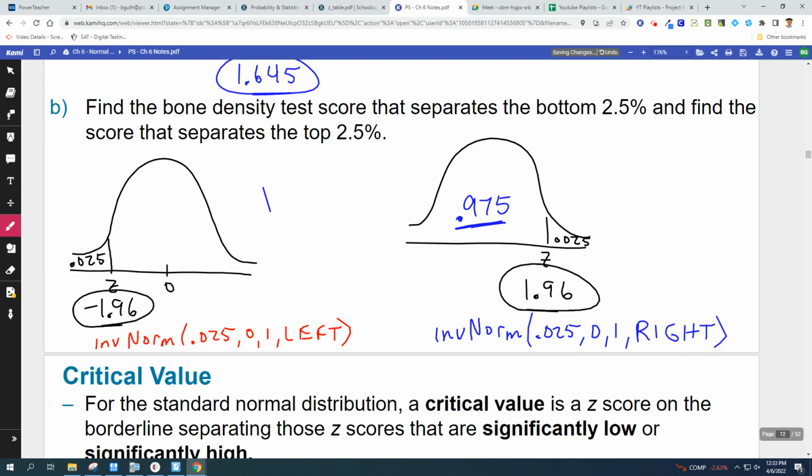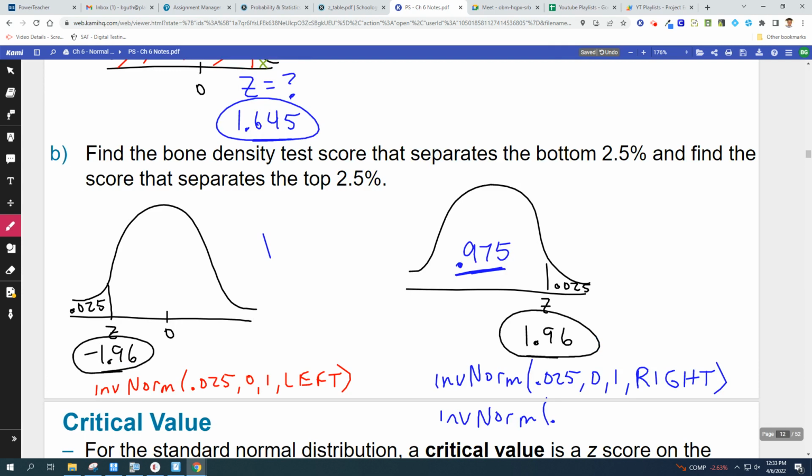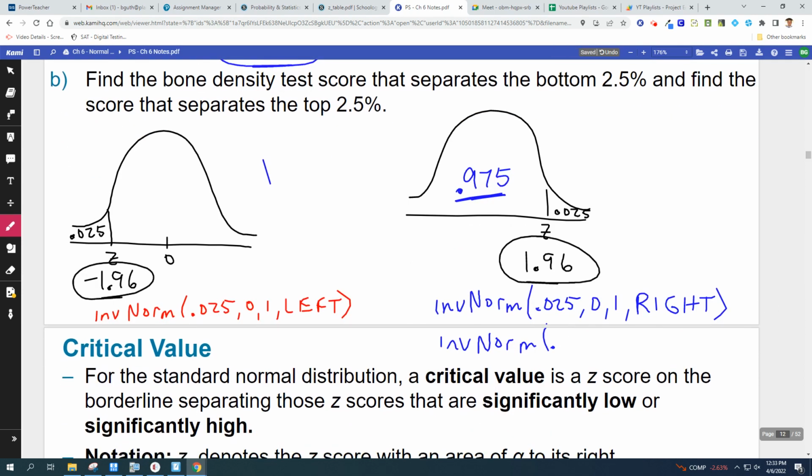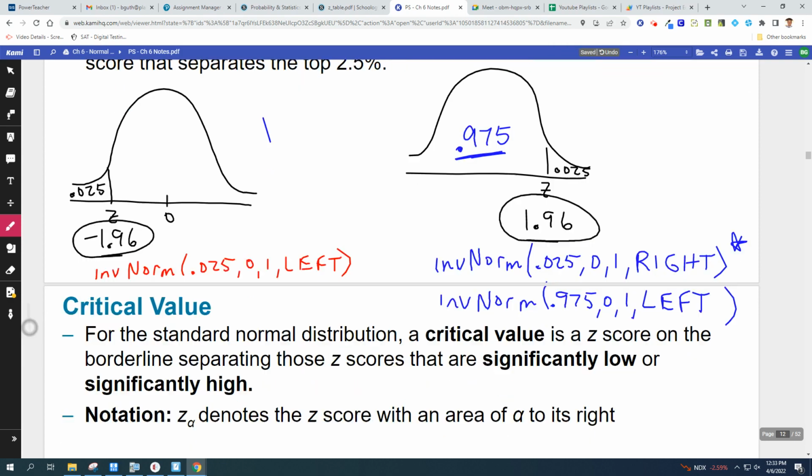Or if you were going to simulate what the table does, I suppose you could do inverse normal, 0.975, 0, 1, left. It's all about which part of the curve you're looking at. I think it's much more efficient to just do the right side if your calculator will handle that.